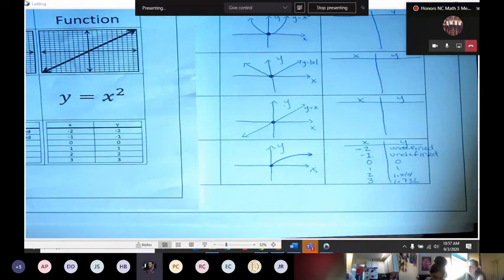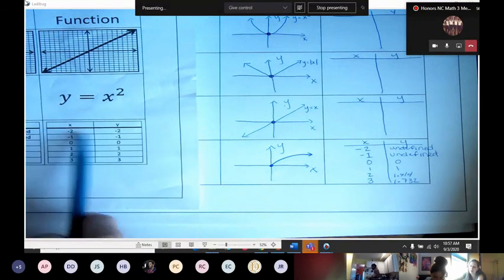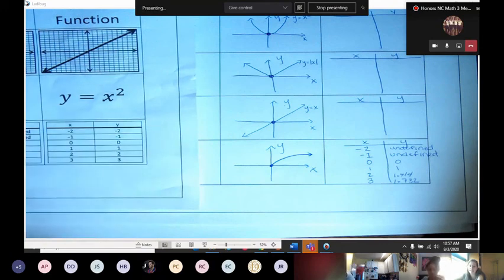Okay. So Betsy, let's look at this table right here. It maps every x value to a y value that's exactly the same.